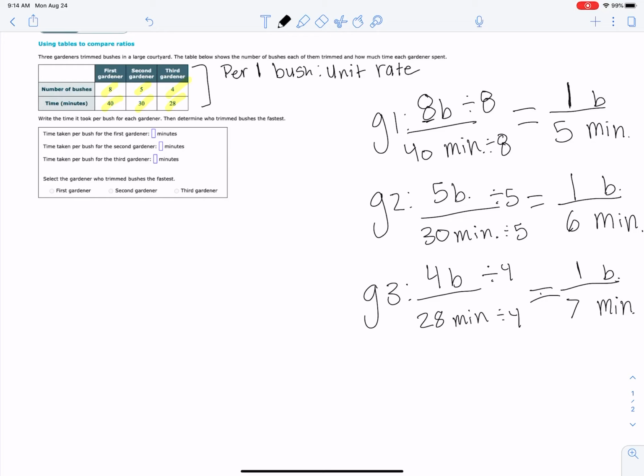So looking at this table with the values, we've now found the unit rate for each of those values, and we needed to determine who trimmed the bushes the fastest. From finding the unit rate, we know that gardener number 1 was the fastest because he trimmed 1 bush every 5 minutes, compared to gardener number 2 who took 6 minutes and gardener number 3 who took 7 minutes. So that is how we would use this table to compare the ratios.